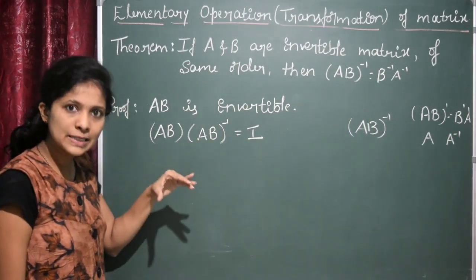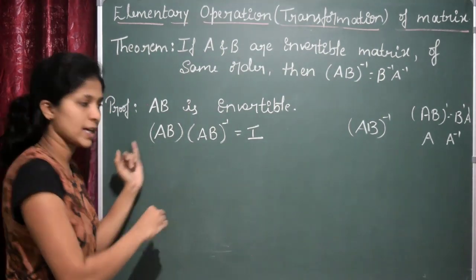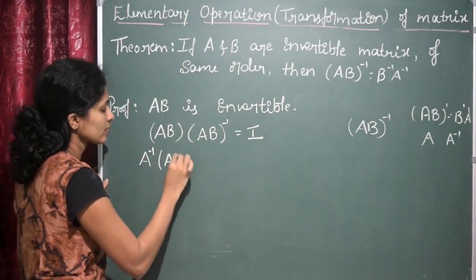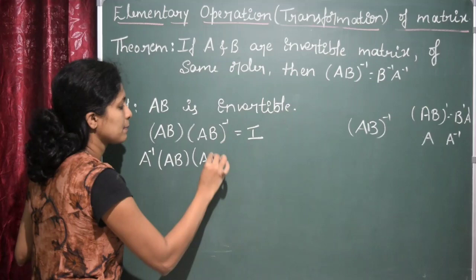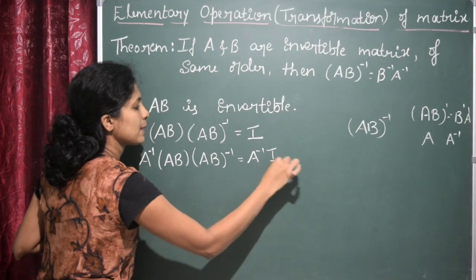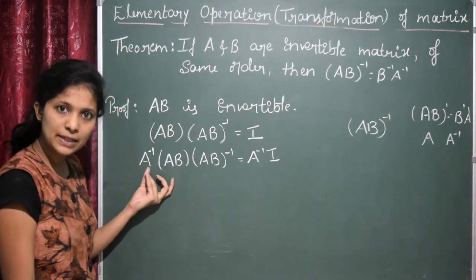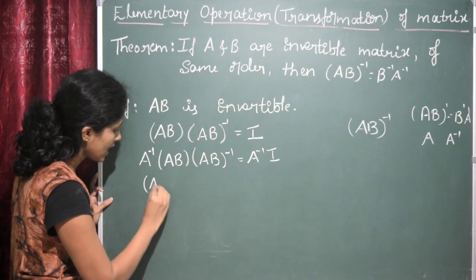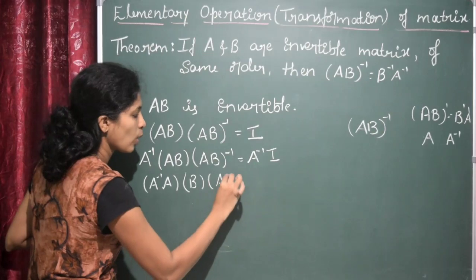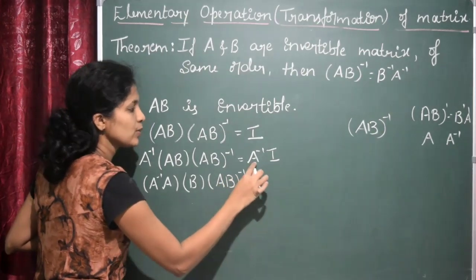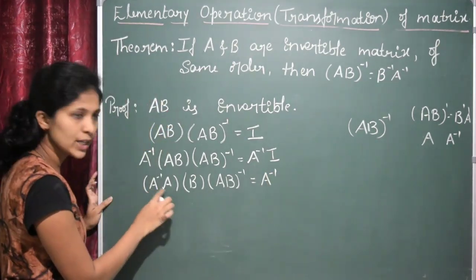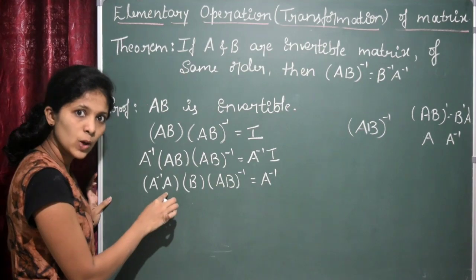Now next step, we'll multiply by A inverse to the left side. If I multiply by A inverse to the left side, I can write A inverse into AB into AB whole inverse. This is equal to A inverse into I. We are multiplying by the left side. Right? Since matrix multiplication is associative, we can write this one as A inverse into A, then B and AB whole inverse, which is equal to A inverse, which is also a matrix multiplied by I. This will be equal to A inverse. Right? A inverse into A will be equal to I because A is invertible.